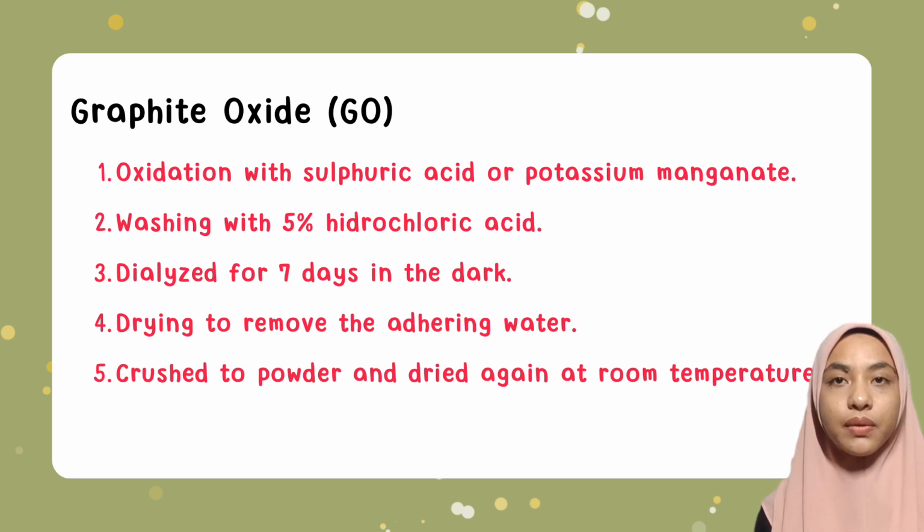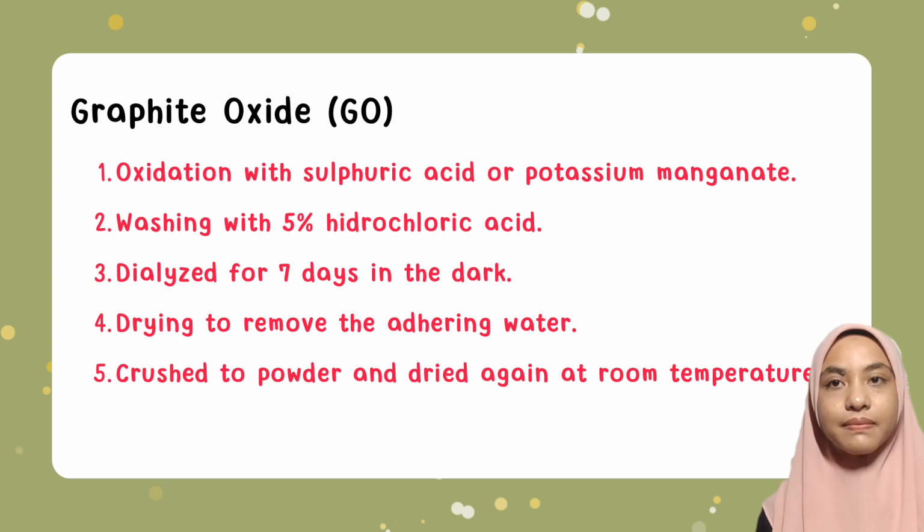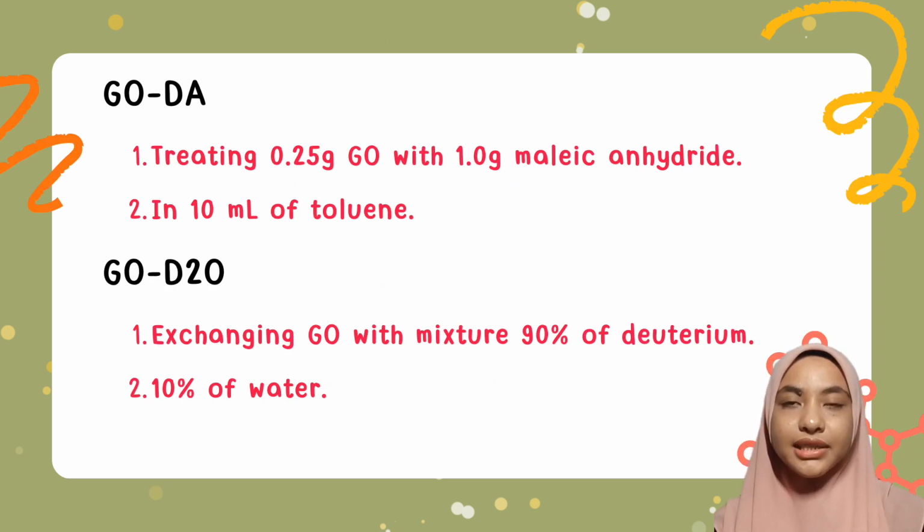After that, the sample was washed using 5% aqueous hydrochloric acid and was dialyzed for 7 days in the dark to make sure the solution was free from sulfate and chloride ions. During the dialyzing process, the dialyzing water needs to be changed accordingly. After that, the sample was dried to remove the adhering water and crushed to powder, and it was dried again at room temperature. Now, we move to the preparation of derivatives of graphite oxide.